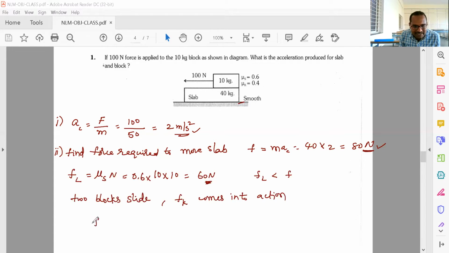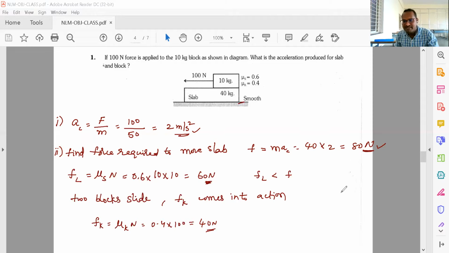Okay. So what is the kinetic friction value possible here? It is mu k into normal reaction again. Mu k value is 0.4. Normal reaction is 100. So 40 Newton kinetic friction is there. So this is the maximum friction possible.